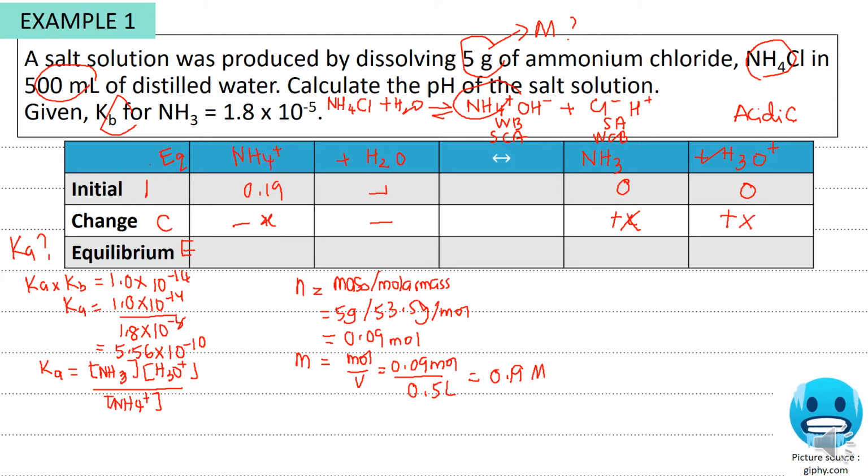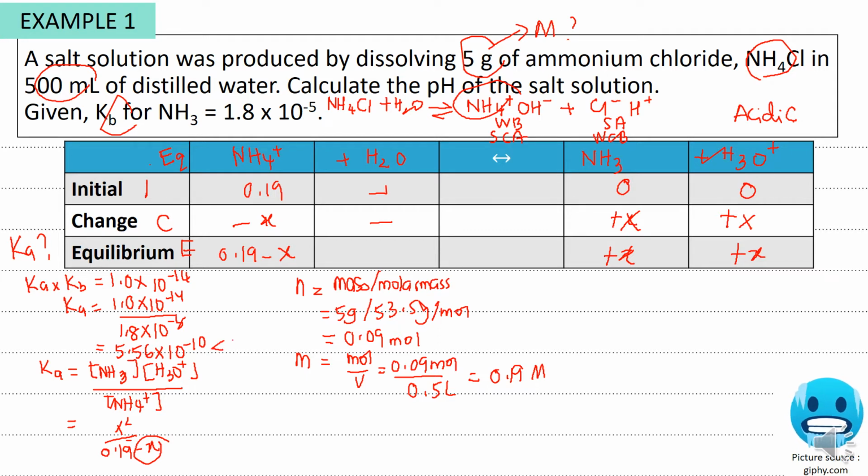And NH3 is X, water also X. So the Ka, NH3 is X, H3O plus also X. So X squared over 0.19 minus X. The minus X here can be ignored because the value of Ka is less than 10 to the power of negative 4. So it will be X squared over 0.19.